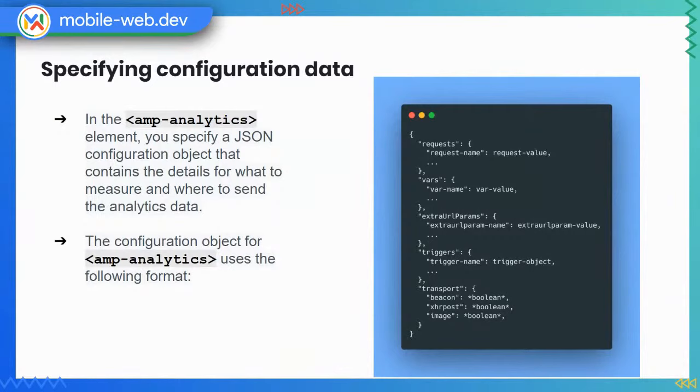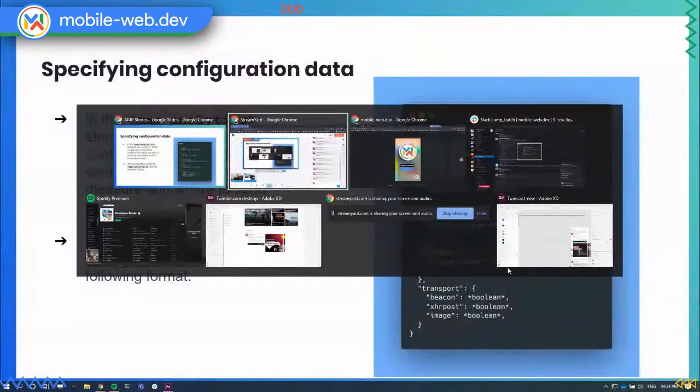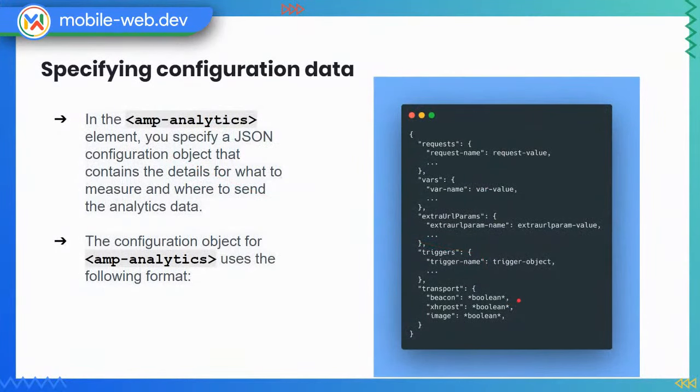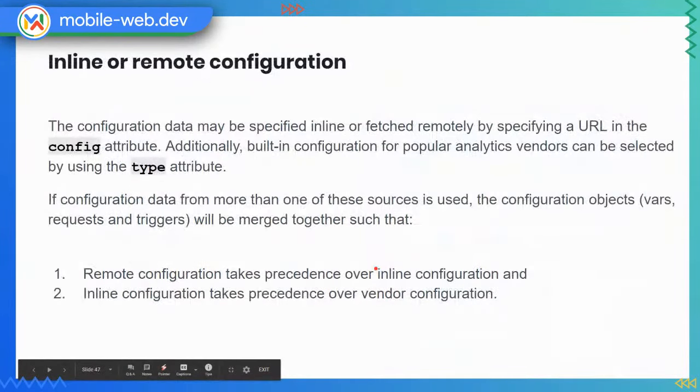Let's see what these configurations look like. You have a request name, which gives the value of the whole analytics thing. Then you have var value, which goes with the variable, like if you want to track the actual user, and extra URL params. This trigger name actually means which triggers you want to measure for AMP story. If you go to the AMP documentation, you'll find there is a trigger which triggers on the tap. And then this is the transport which you are using for the AMP analytics.